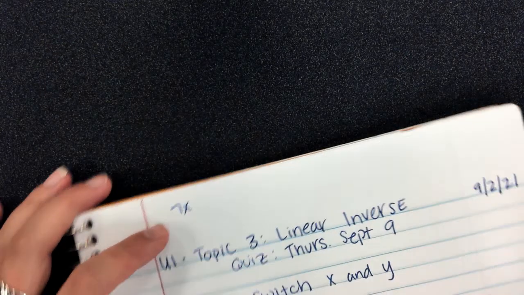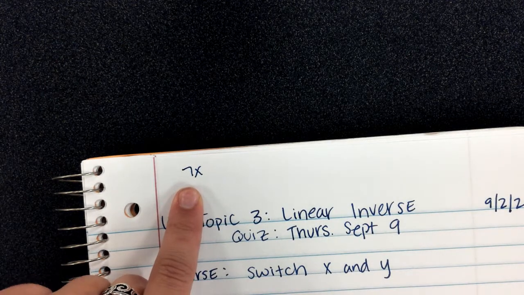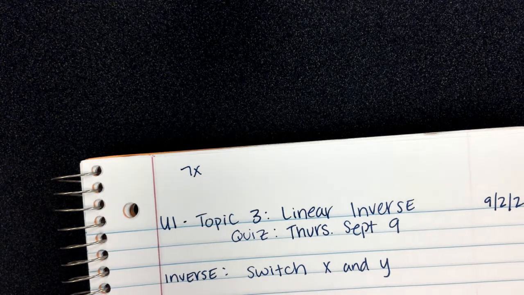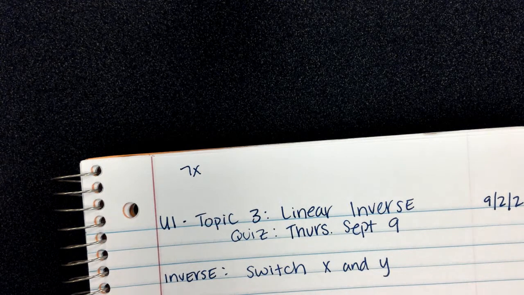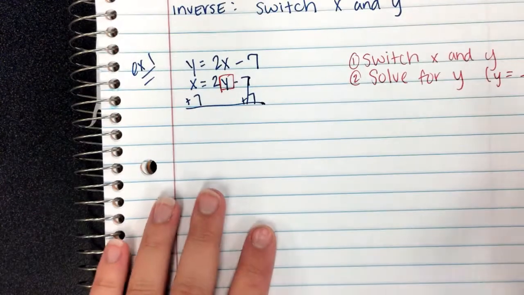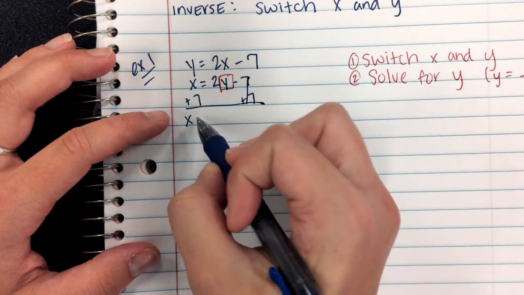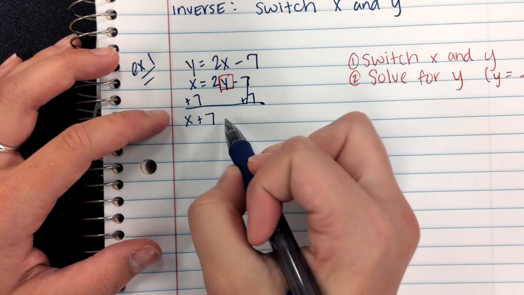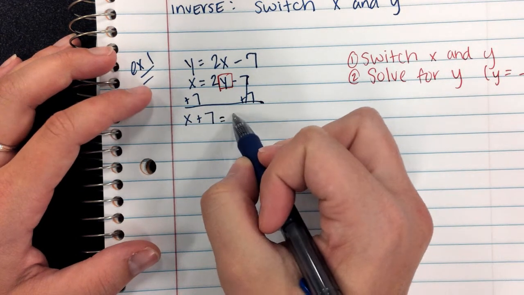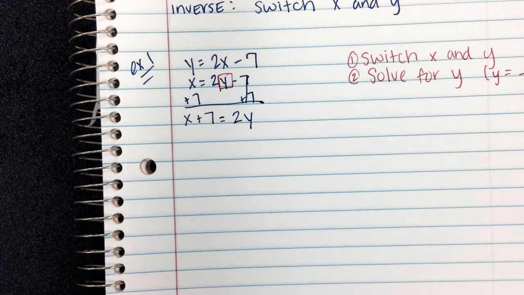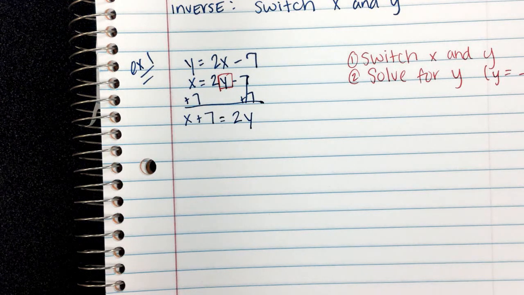If I have this, 7x, how do you actually read that? What does that mean? 7 times x. Is that what I'm doing? Am I doing multiplication? I'm just adding. So if I don't know what x plus 7 is, I write it down. X plus 7 equals, what's left over? 2y. How do I get y all by itself?